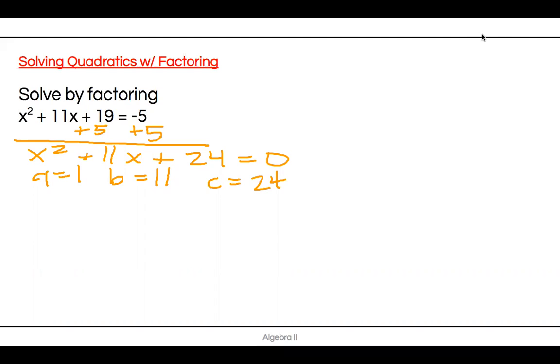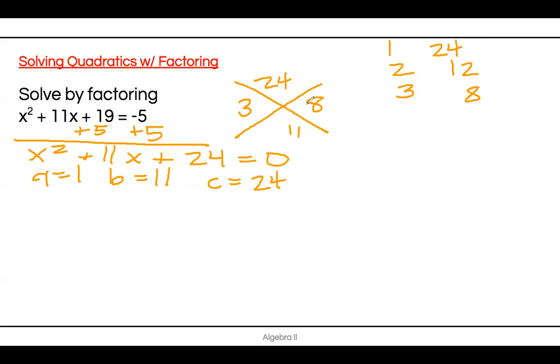Okay, so what do I have to do? I have to figure out what times what is going to multiply to give me 24 and add to give me 11. All right. So 1 and 24, nope. 2 and 12, no. 3 and 8, oh, 8 plus 3 is 11, perfect. So that means I'm going to have 3 and 8.